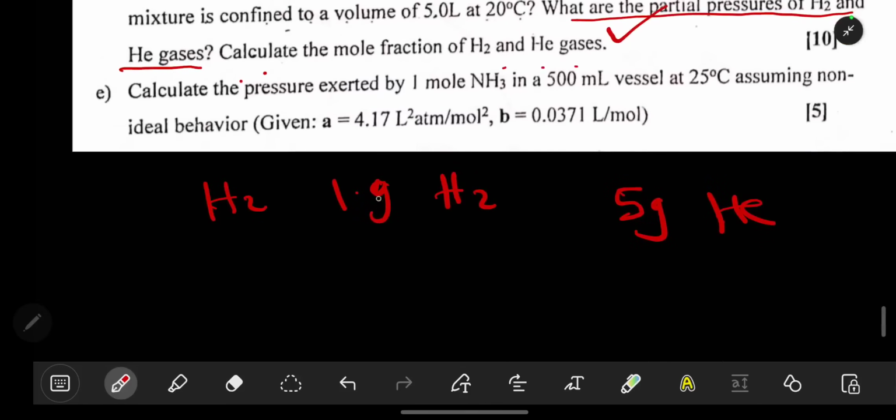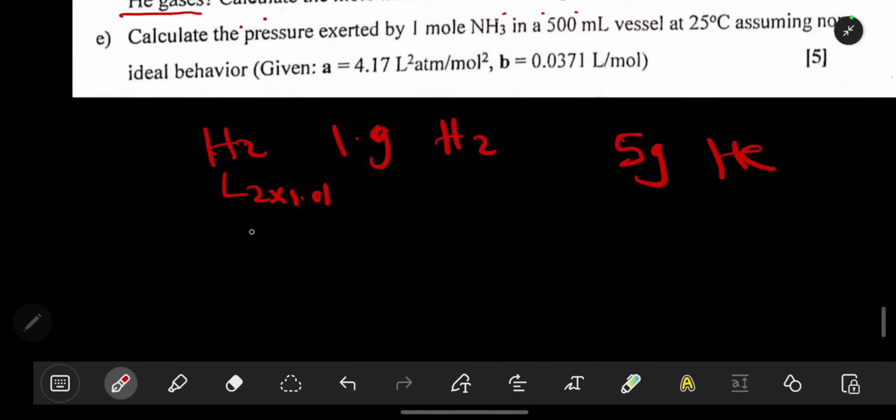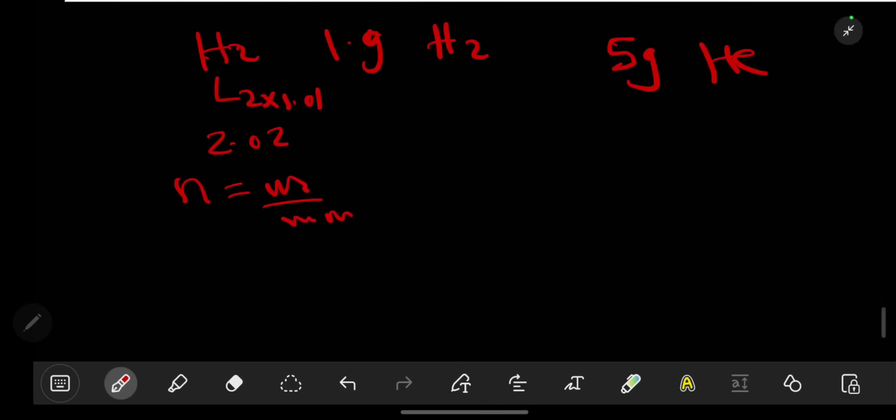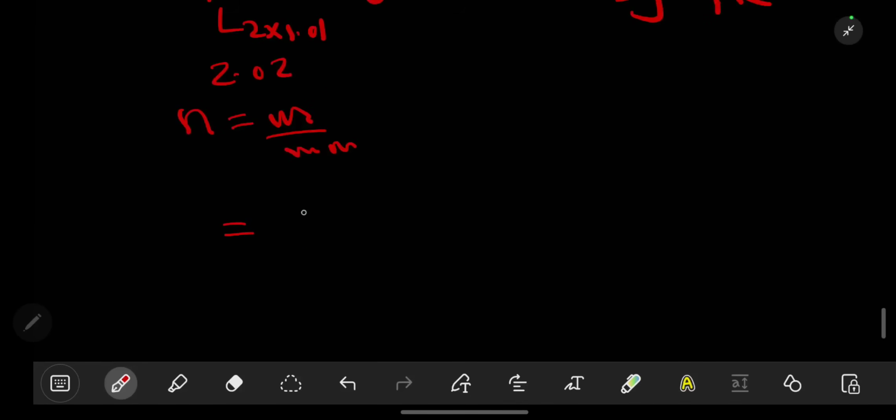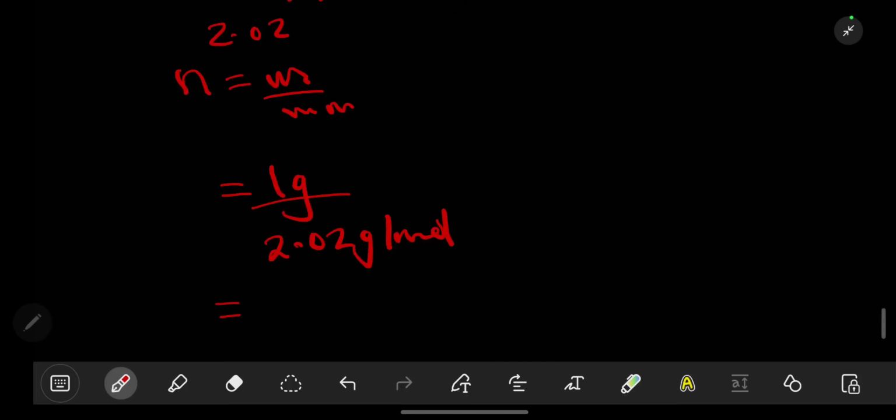So for hydrogen gas, the molar mass will be 2 times 1.01, so it will be 2.02. The number of moles is equal to the mass over the molar mass. Our mass in this case is 1 gram over the molar mass of hydrogen, which we have found to be 2.02 grams per mole. So we divide 1 by 2.02.